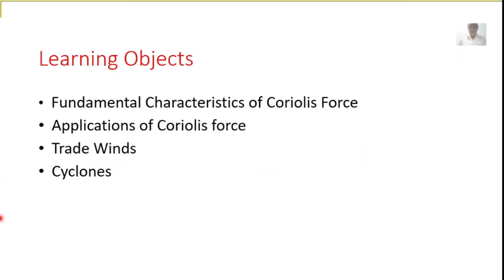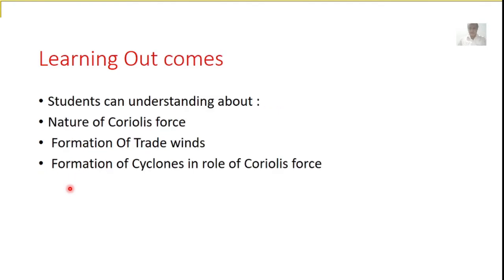Learning objectives: fundamental characteristics of Coriolis force, applications of Coriolis force, trade winds and cyclones, and lastly, erosion of river banks. Learning outcomes: students can understand the nature of Coriolis force, the formation of trade winds, and the formation of cyclones in the role of Coriolis force.